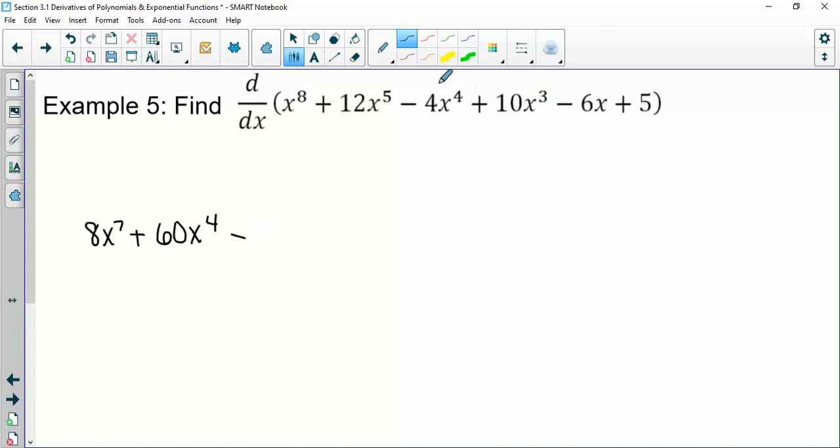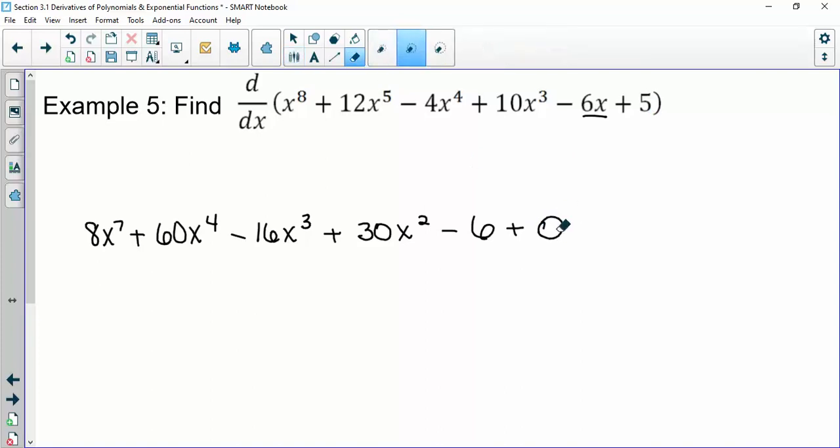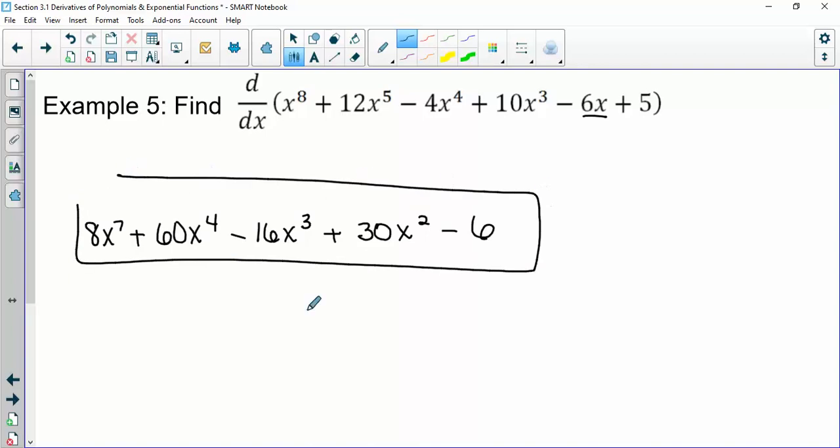Minus 4x to the 4th. So if you bring down your exponent, 4 times 4 is 16. X, subtract 1 from the power, cubed. Plus 3 times 10 gives me a 30. X squared. Minus, what's the derivative of 6x? 6. Plus, what's the derivative of 5? The derivative of a constant? 0. So you could put that plus 0, but really we don't need it, so we'll just leave it off. So there is my derivative.